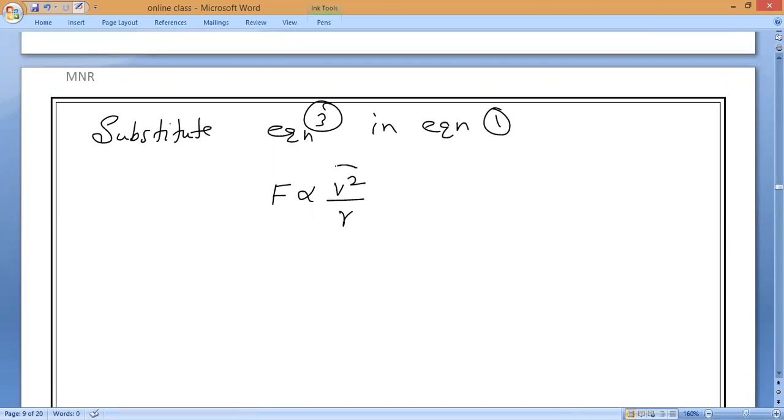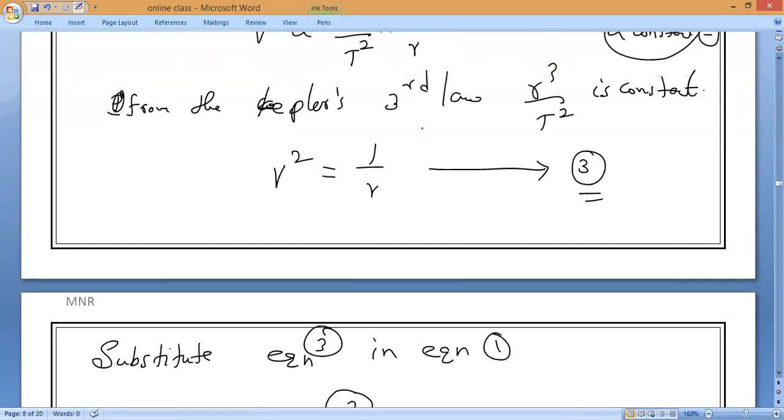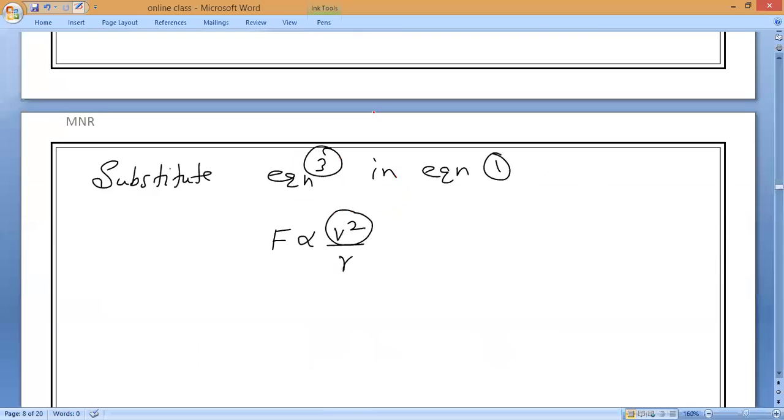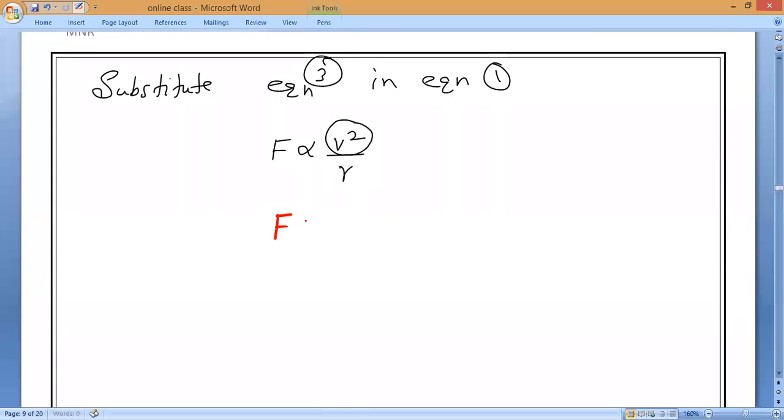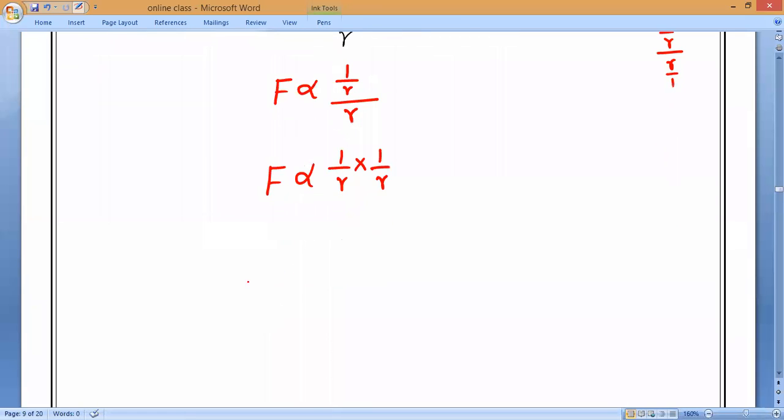Now we know that. What do you mean by V square? We got it just now. V square is 1 by R. So I can write F is directly proportional to 1 by R divided by R. Is it right or wrong? Yes. So 1 by R divided by R, nothing is there means 1. So it turns into 1 by R into 1 by R. Is it right or wrong? So F is directly proportional to 1 by 1 into 1, 1; R into R, R square.